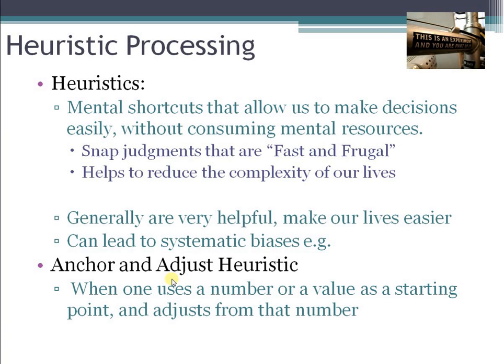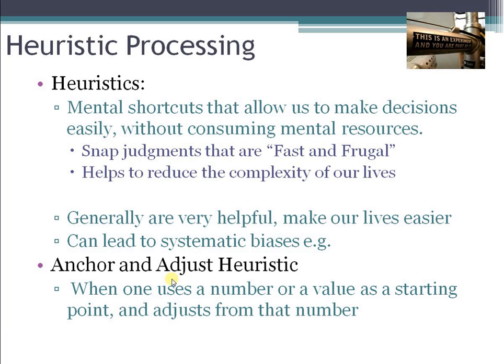Now, priming works because we use mental shortcuts as a way of quickly and efficiently processing social information. Priming is one way that we can quickly and efficiently process social information. And heuristics are another way. Heuristics, the definition of a heuristic, are mental shortcuts. They allow us to make decisions without consuming mental resources. Now, you can think of these as sort of snap judgments. Generally, they're very helpful. They make our lives easier.